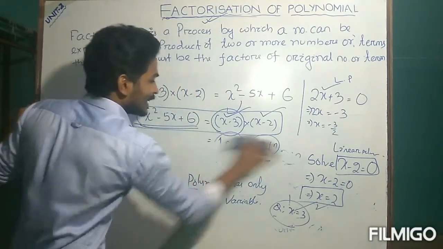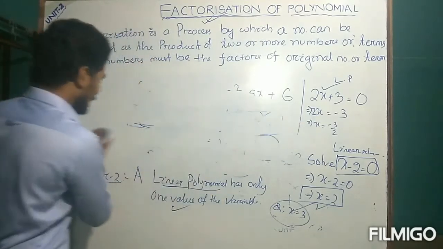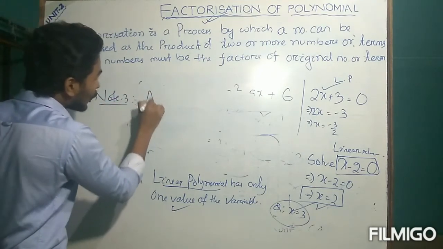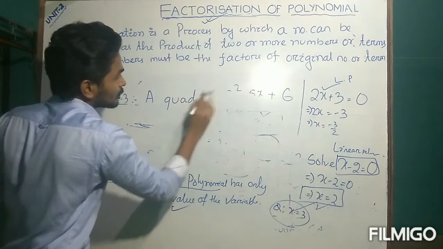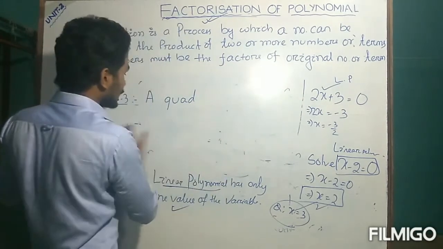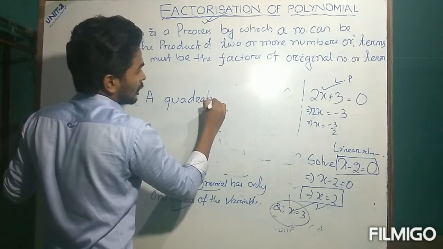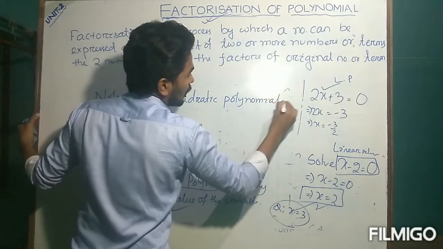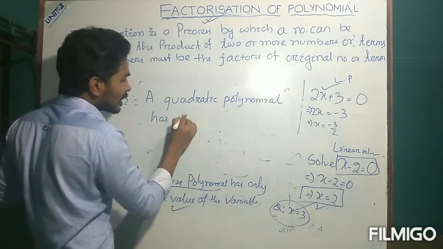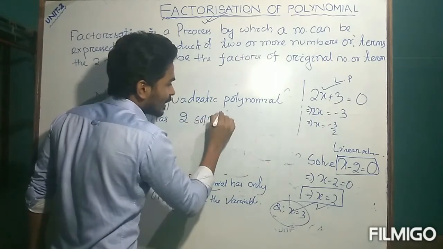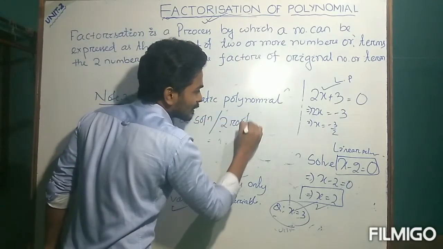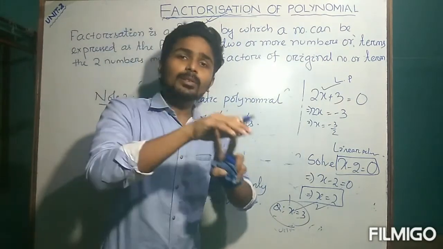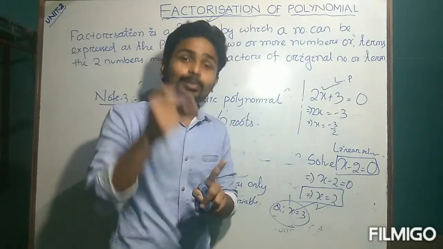Okay, so you can write it as note 2, or sorry, this is note 3. What is note 3? Note 3: a quadratic polynomial has how many solutions? It has 2 solutions, or you can write 2 roots. A quadratic polynomial has degree 2, so it has 2 solutions. A linear polynomial has degree 1, so it has 1 solution.